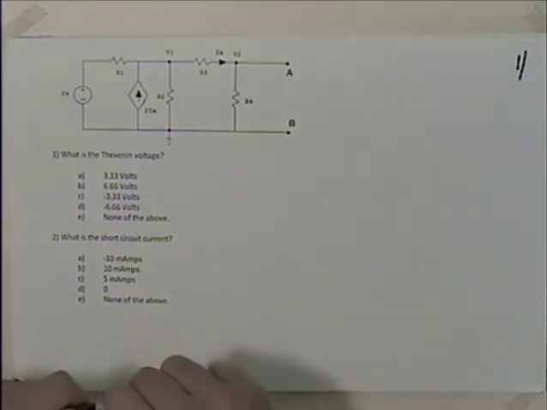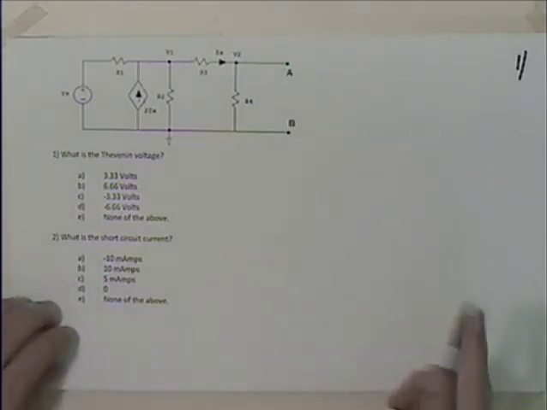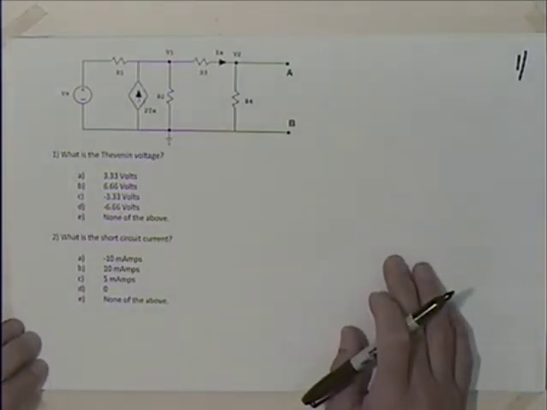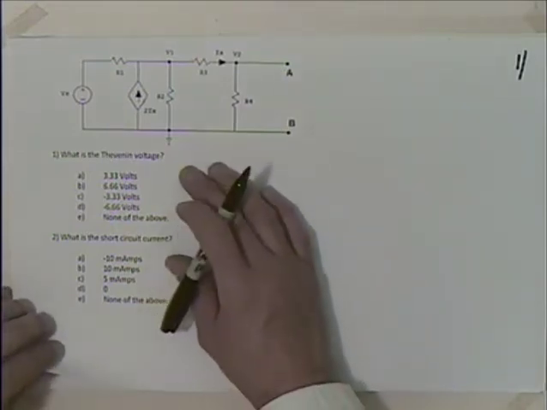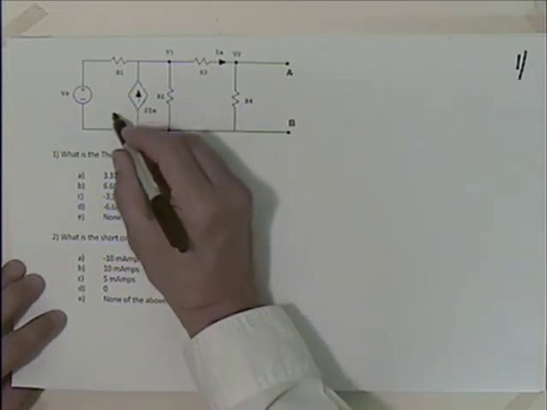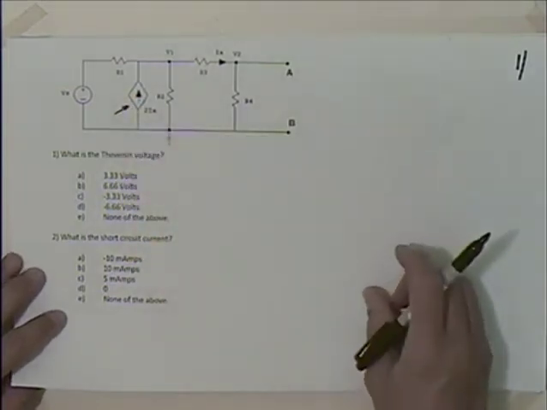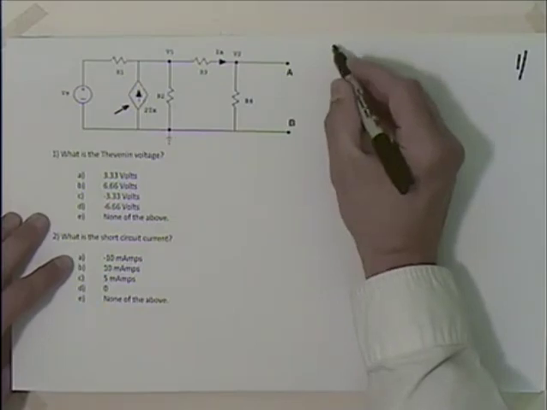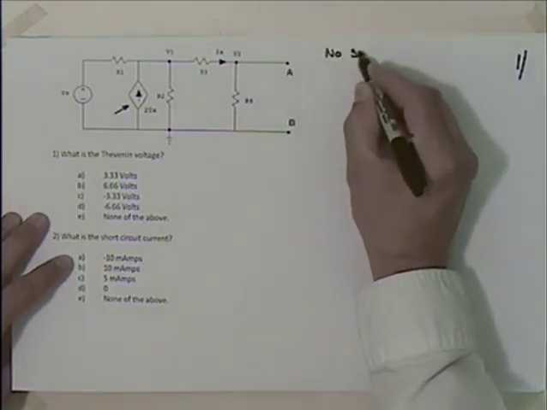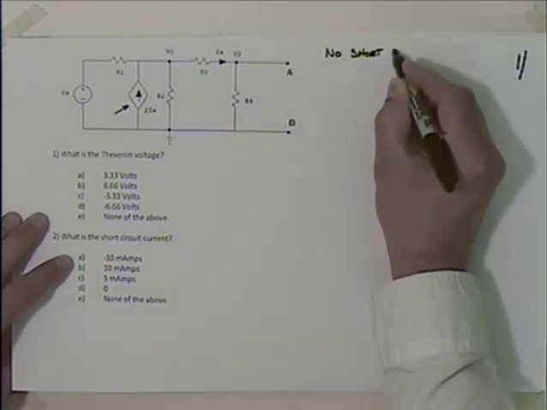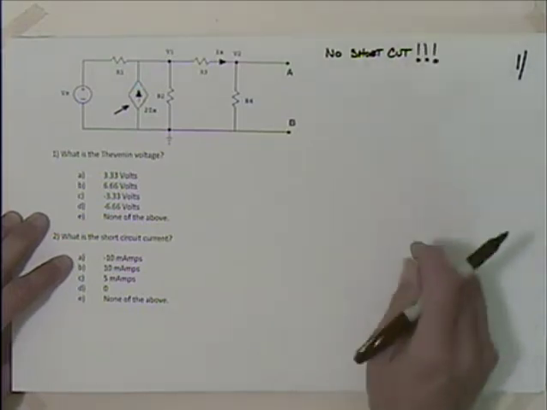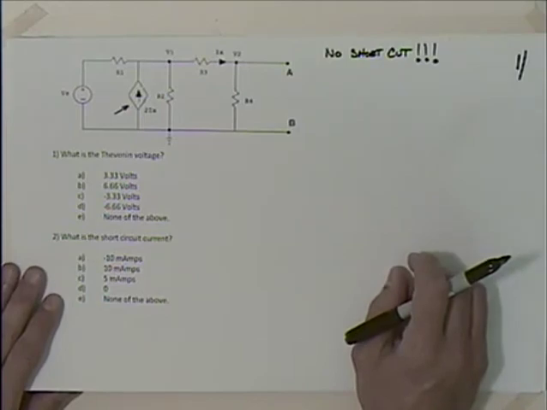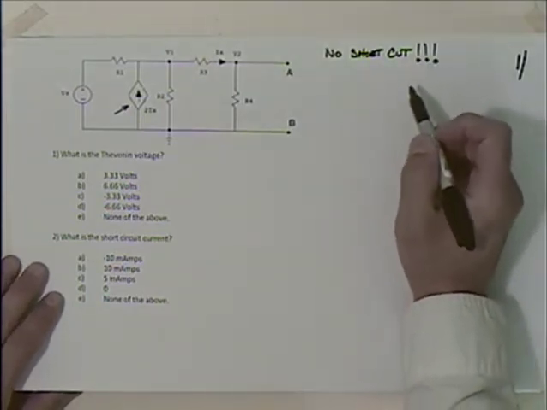So we've got problem number 1 here. It asks what's the Thevenin voltage and what is the short circuit current. We're given the circuit. The first thing that we notice right off is that we have a dependent current source, so that means that there is no shortcut. No matter how much of a hurry we're in, how much we'd like to use the shortcut, we can't use it. There is no shortcut on this one.